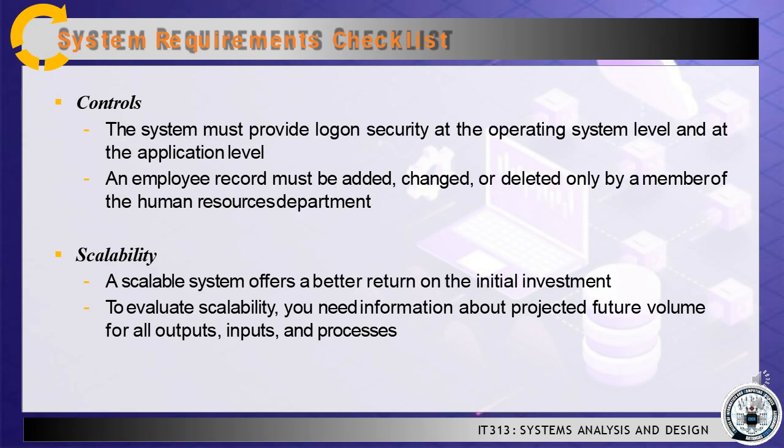For control examples, first, the system must provide log-on security at the operating system level and at the application level. Second, an employee record must be added, changed, or deleted only by a member of the Human Resources Department. Third, the system must maintain separate levels of security for users and the system administrator.